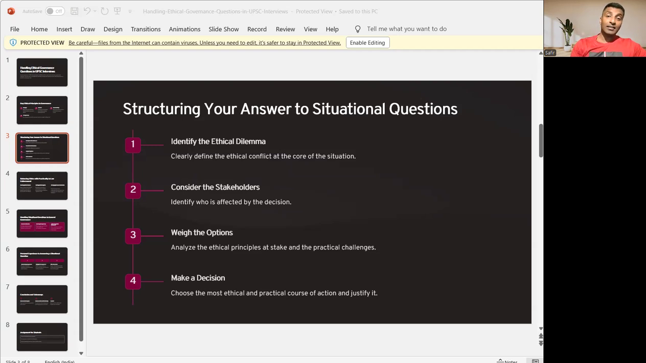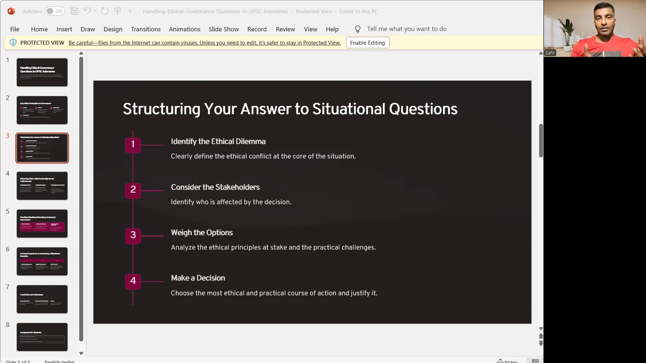And then consider the stakeholders involved. So think about who will be affected by your decision. Are you dealing with the public, government officials, or vulnerable communities? Understanding the stakeholders will help you to assess the broader impact of your decision. So that's the second step.